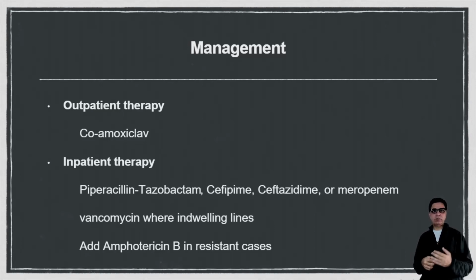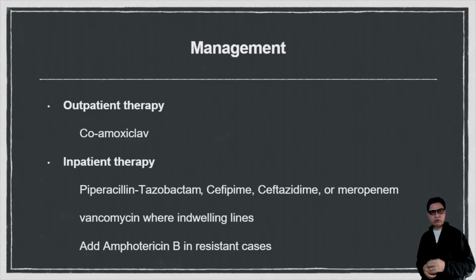So if you've started them on piperacillin, tazobactam, you can add amikacin, or you can add amikacin to ceftazidime, and so on and so forth. But you should be following your trust guidelines. But if they are not improving on 1 or 2 courses of antibiotics, then you should be considering amphotericin B or fluconazole, which are antifungal drugs.